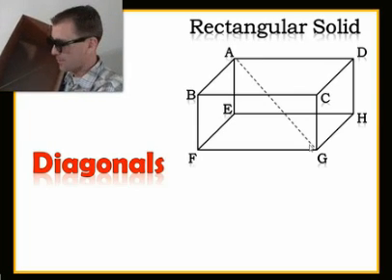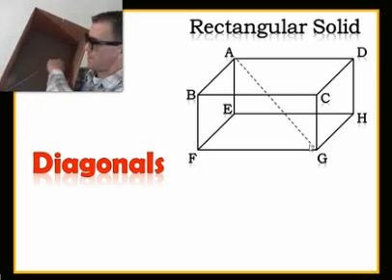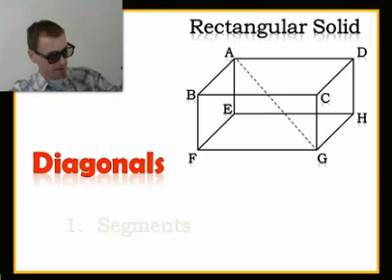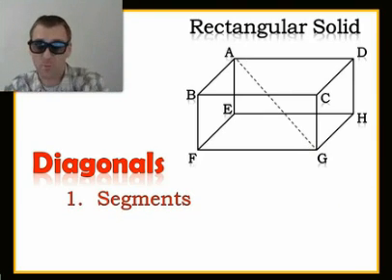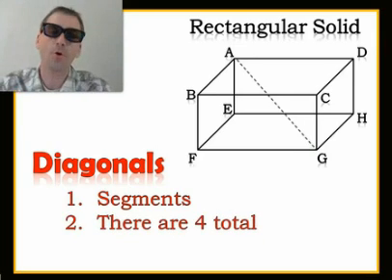Regardless, here is your diagonal. It goes from one vertex through the center to the other vertex. Now, if I ask you the question, is it a segment? You'd say yes, and I agree with you. It is a segment. What else would you say about it? Well, how many are there? There would be 4. There are 4 total diagonals.